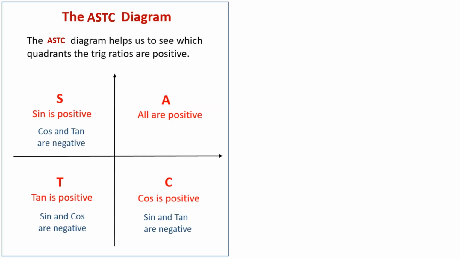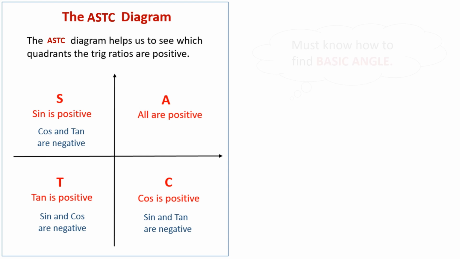So I was mentioning the quadrants, right? Quadrants are represented by what I call the ASTC diagram. I like to call it "All Science Teacher Crazy", which will give you the order of the quadrants. But in some cases, some of you may like to use "Add Sugar to Coffee". This ASTC diagram is very useful to help you solve trigo equations later on.